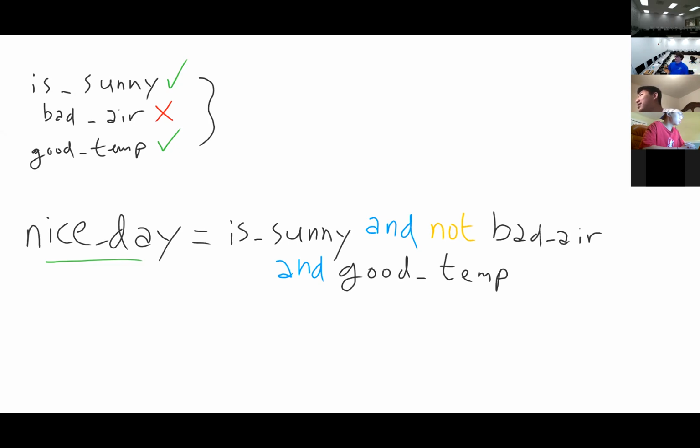Does this method of constructing a Boolean out of ands and nots and maybe ors, if we were to include those, make sense? All right. Then I will stop our recording.